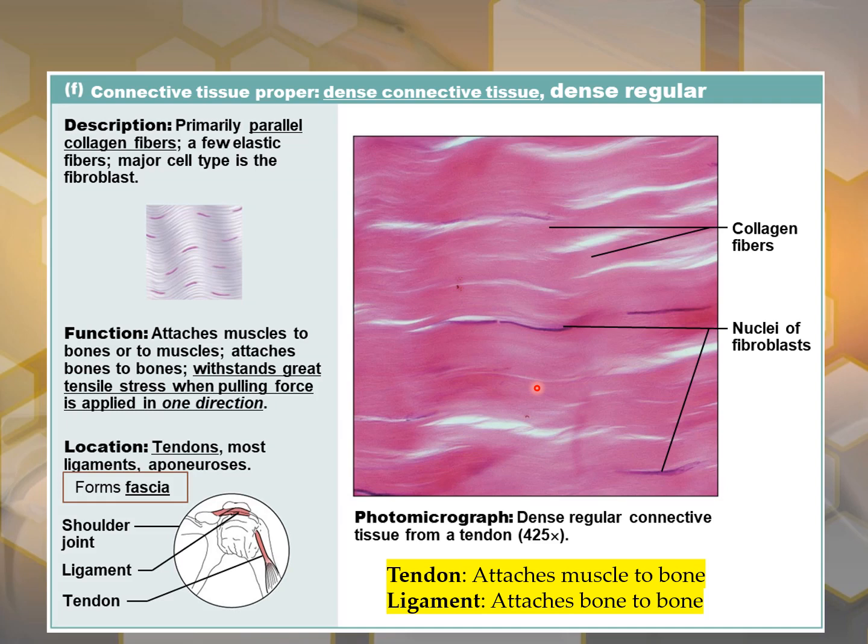Okay, so that's kind of what you think of as a classic connective tissue, something that is going to resist force in one direction. Okay, so because those collagen fibers are so strong, they're very good at resisting stress in one direction.